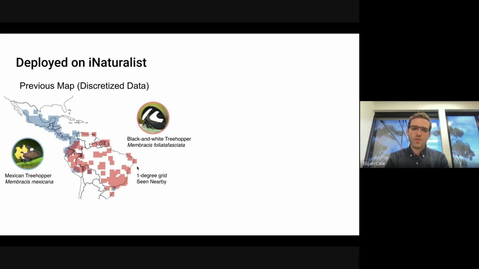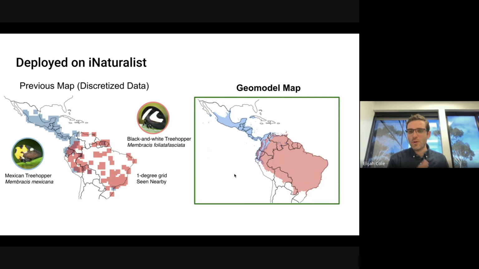Previously, they used just a discretized version of their observed data on a 1-degree grid. But the geomodel maps tend to be a lot more spatially detailed and fill in a lot of these gaps where people maybe haven't gone, but there could still be the species present in between.